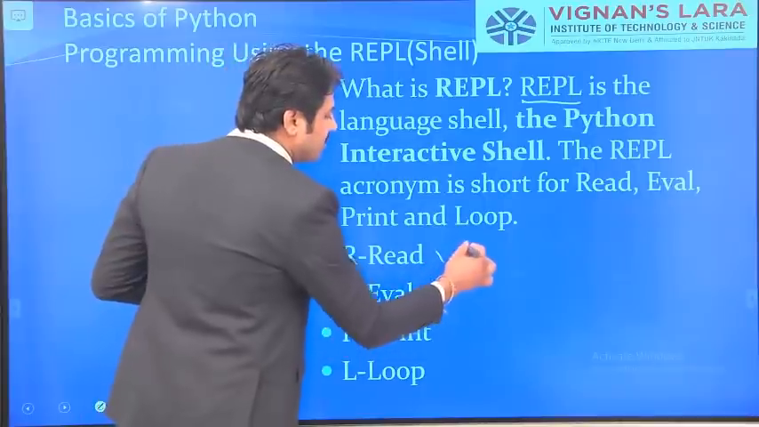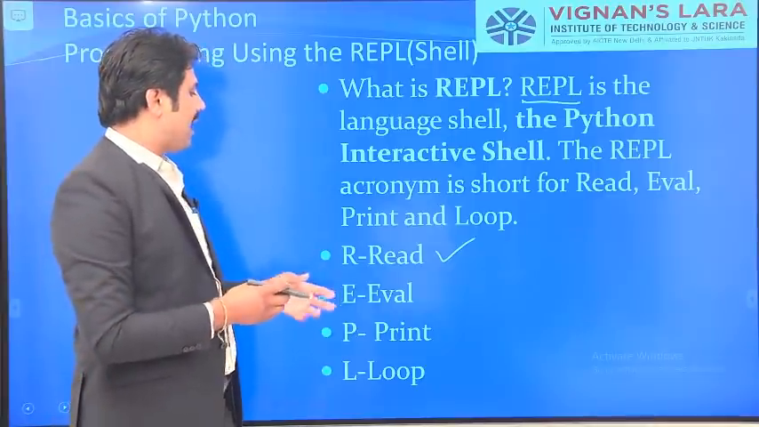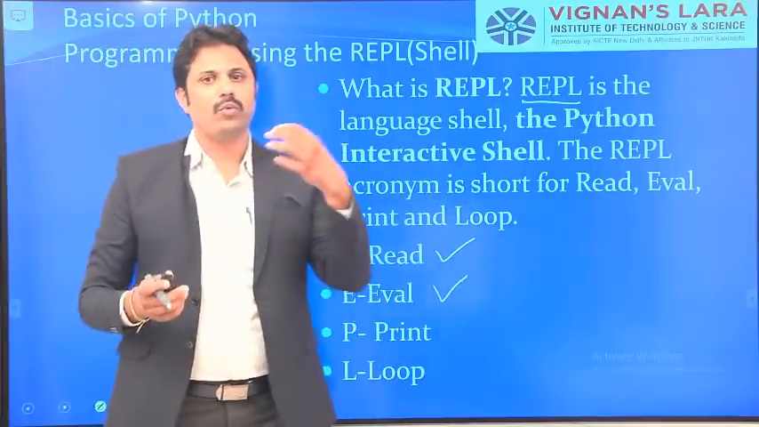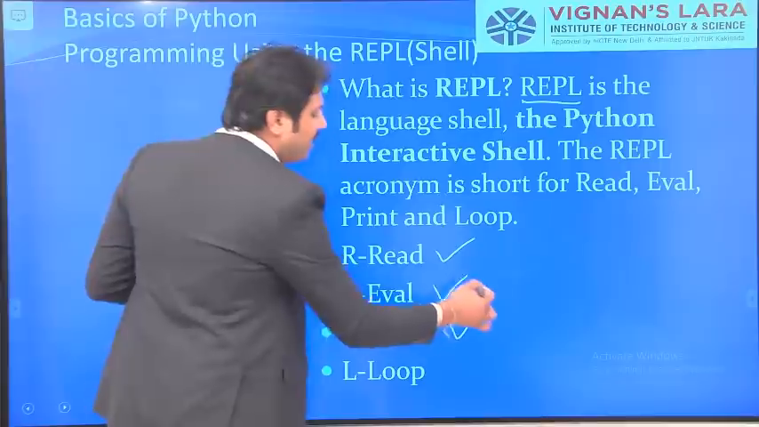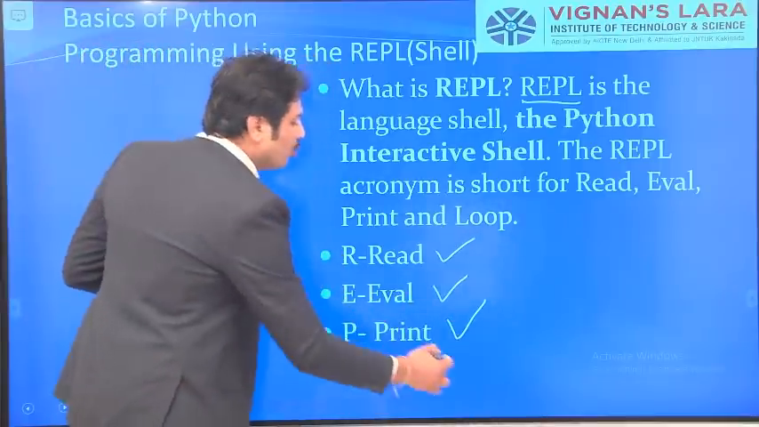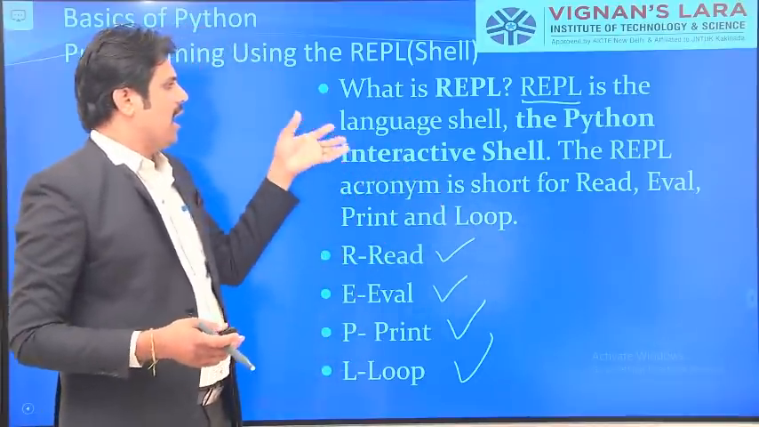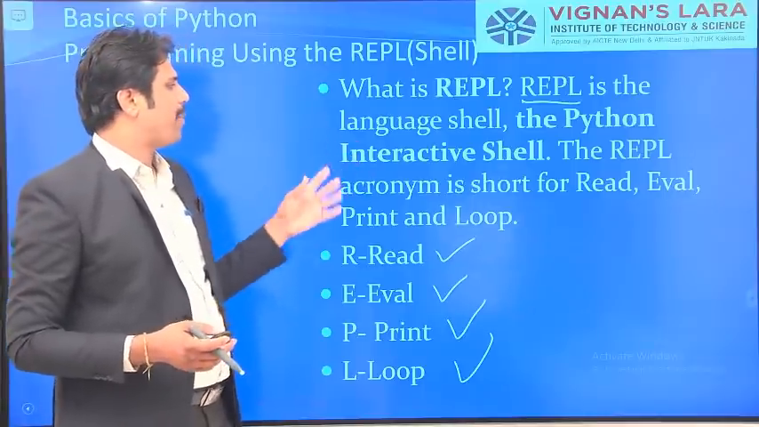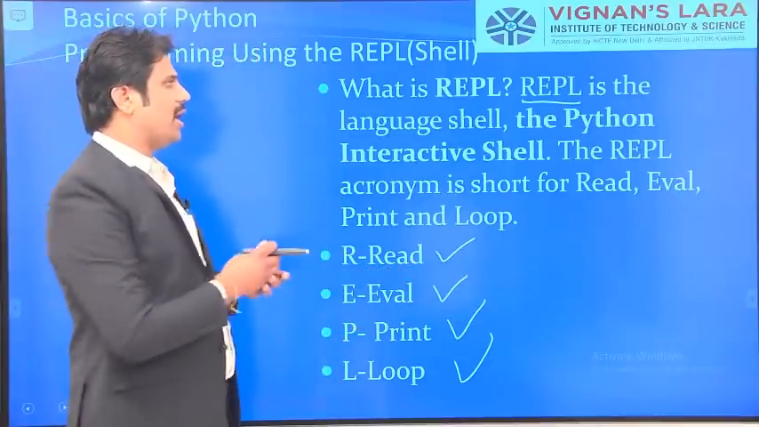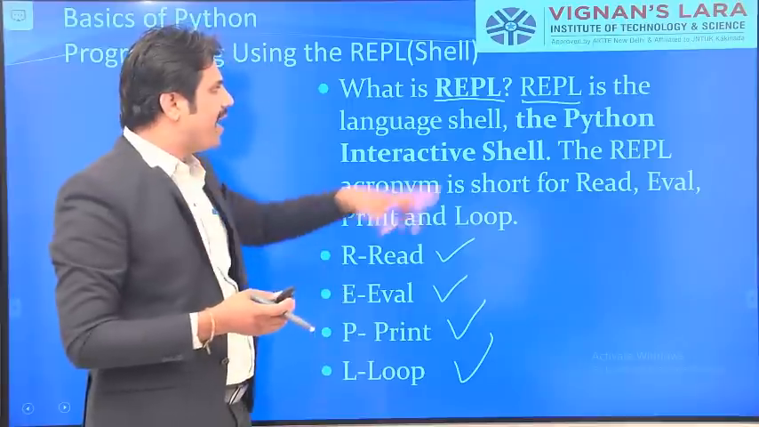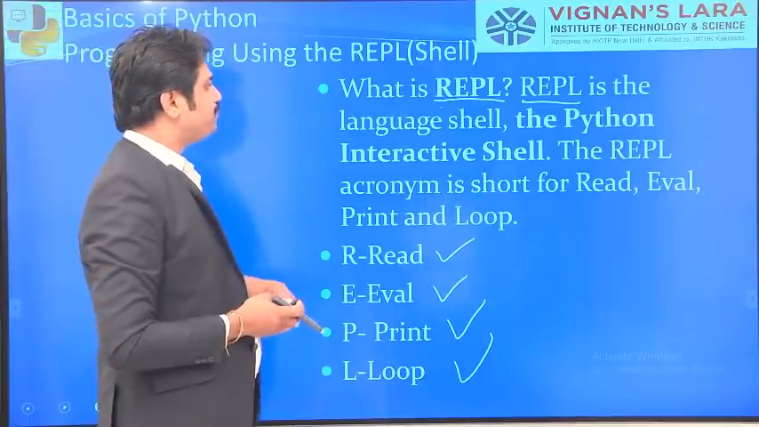First, R means read. So first you have to read the program. Next, evaluate. Whatever program you are reading, you have to evaluate that program and print the output for that program, and loop. So for the development you have to perform loops. REPL is the language shell, the Python interactive shell you also call it. So we specify it as read, evaluate and print loop. So this is REPL.